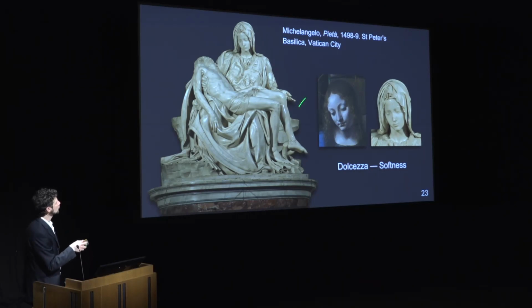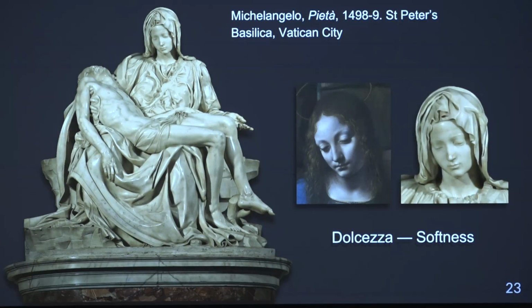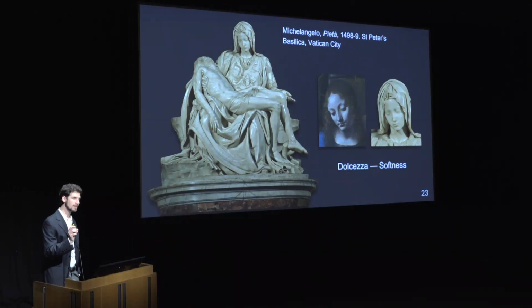There's another element I wanted to include with this interesting comparison between the Virgin in the Virgin of the Rocks and the Virgin in Michelangelo's Pietà: what they called in the Renaissance softness, dolcezza, this ability to render the serenity of the divinity as well, the dignity of the divinity. I will go back to the dignity, so try to remember this word.